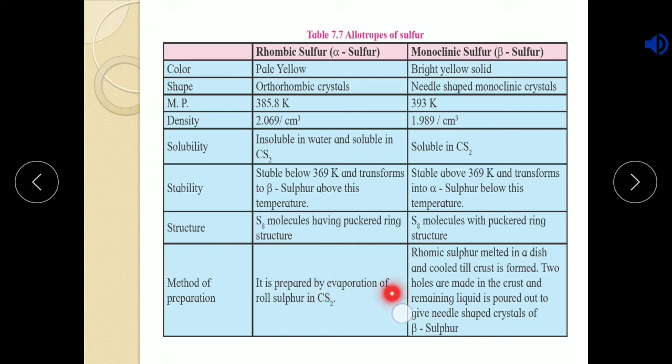Beta sulfur is prepared from rhombic sulfur itself. Rhombic sulfur is melted in a dish and it is cooled. Then the upper crust is formed, that is upper layer gets solidified, and below that crust liquid form is present. If we create two holes in that crust and pour out the liquid below it, then that liquid comes out as beta sulfur in the needle shaped crystalline form. So these are the methods of preparation of alpha and beta sulfur. So these are the distinguishing points between alpha and beta sulfur.